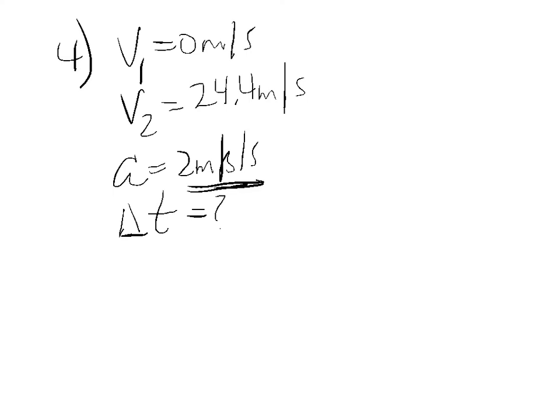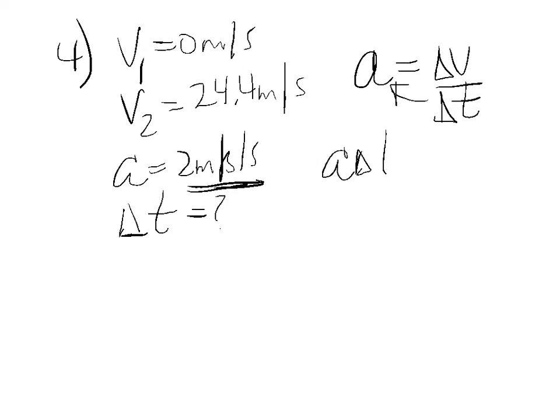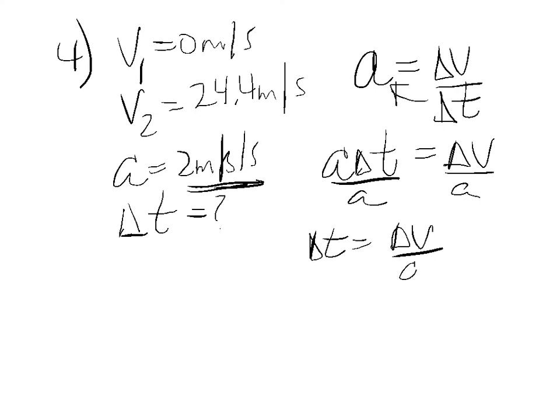So, again, we're working with this formula, A equals delta V over delta T, but it looks to me like we're going to have to do a little bit more algebra in order to get that solved formula. So I cross multiply. I've got A times delta T equals delta V, and then we're going to do one more step, and that's divide both sides by A to end up with delta T equals delta V over A.